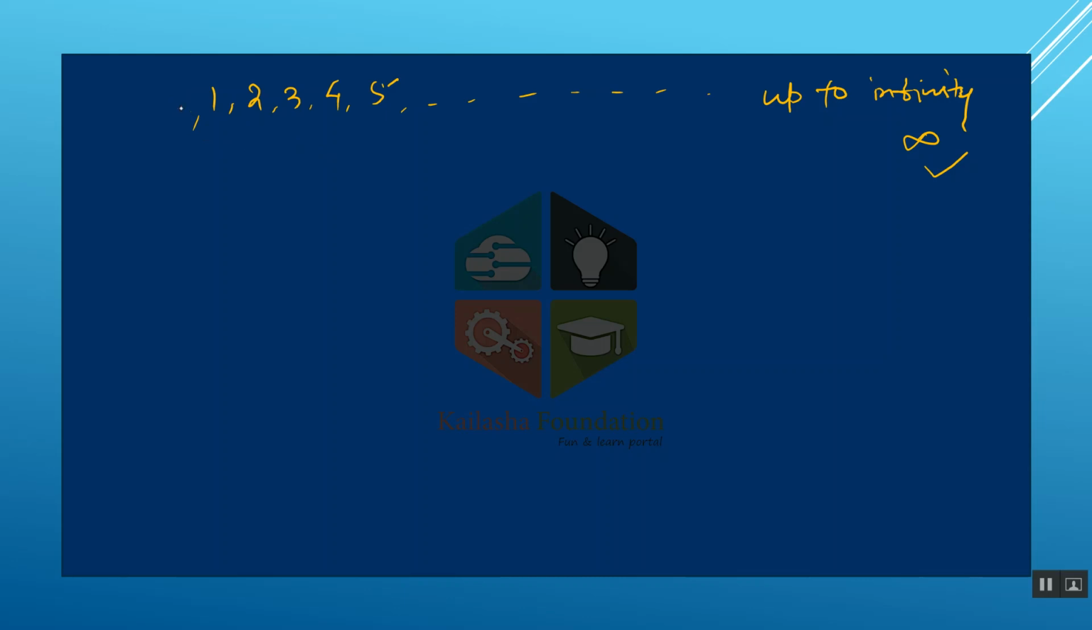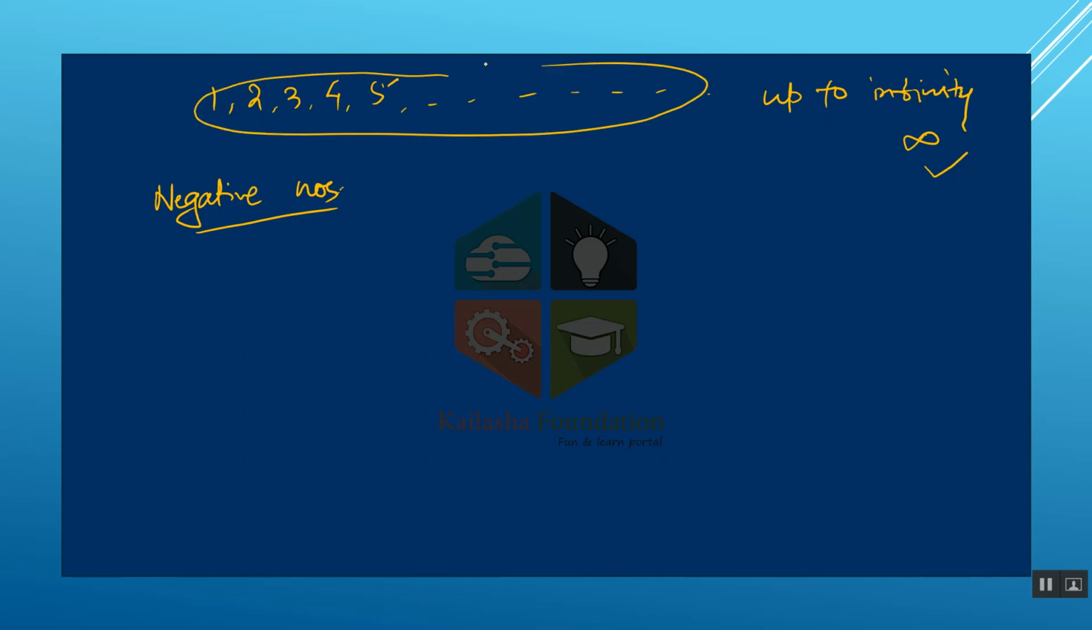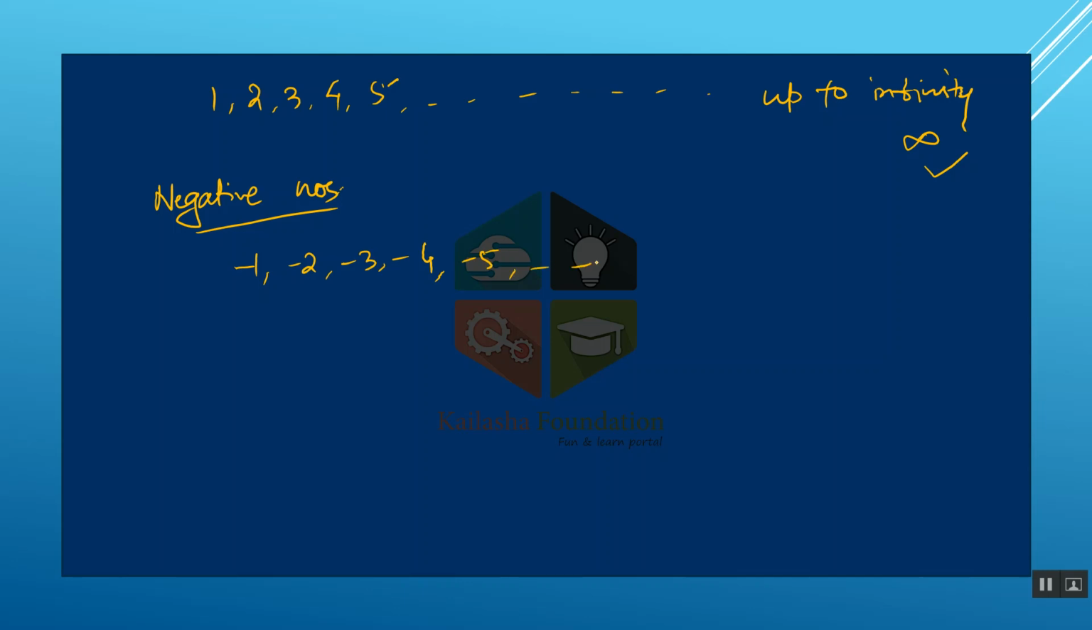Now, what are negative numbers? Negative numbers are the same numbers but with a minus sign, for example -1, -2, -3, -4. The concept of negative numbers is that, for example, when 5 is subtracted from 4, what remains? In such situations we have a need for negative numbers.